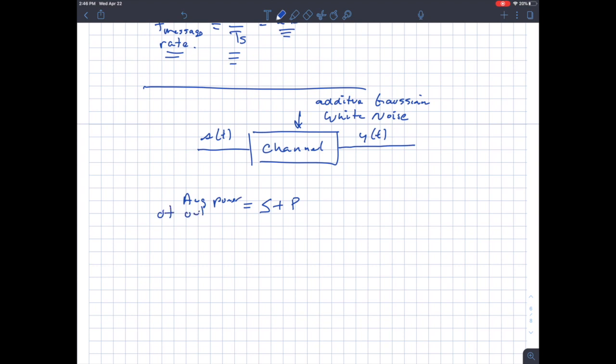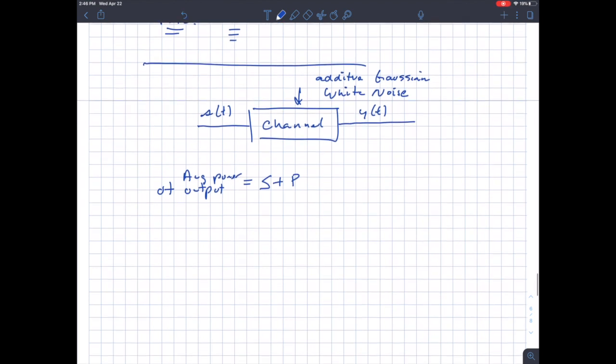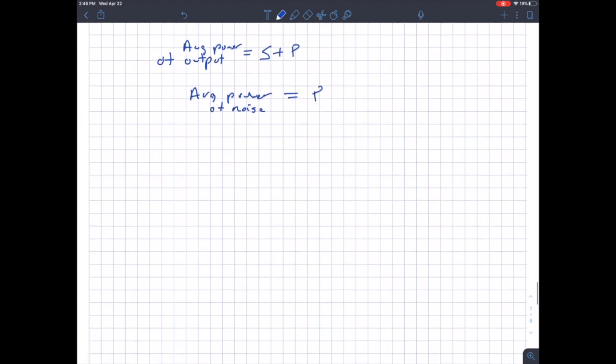So that's the average power of the output. The output is signal plus noise. If you compare that, you're comparing it to the noise. The average power of the noise is simply P.